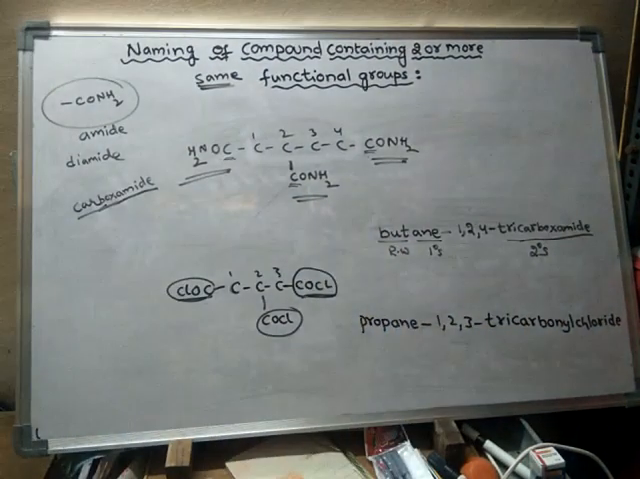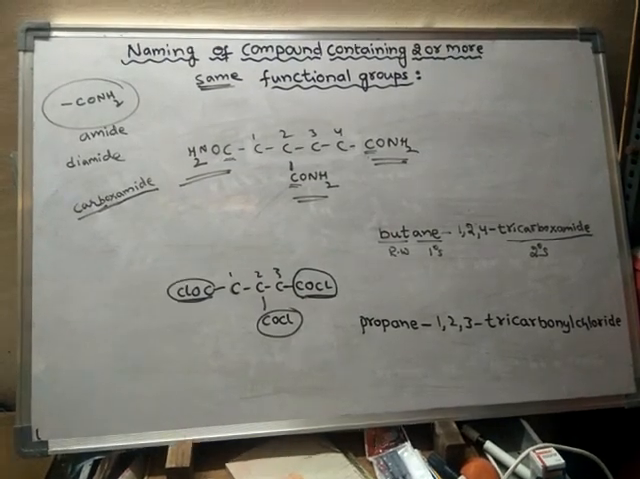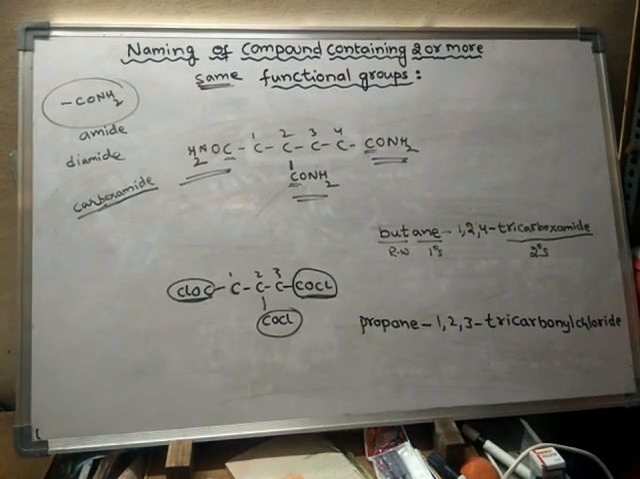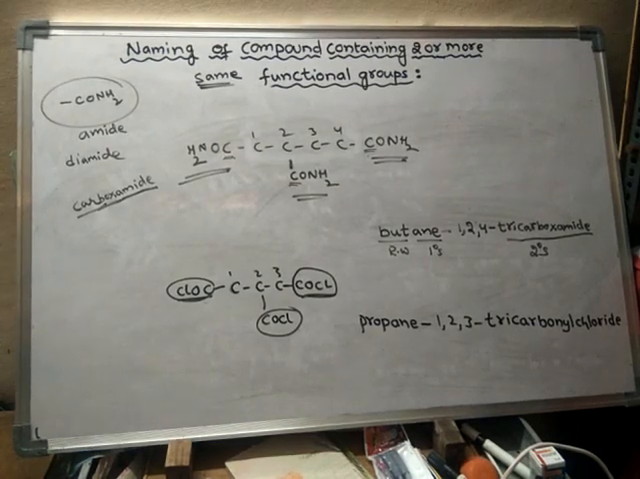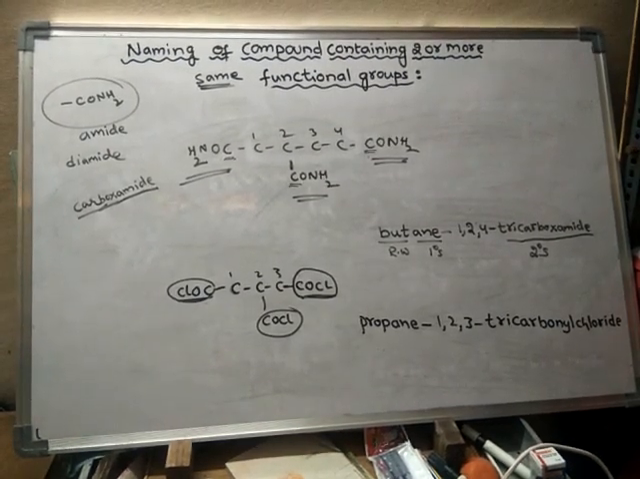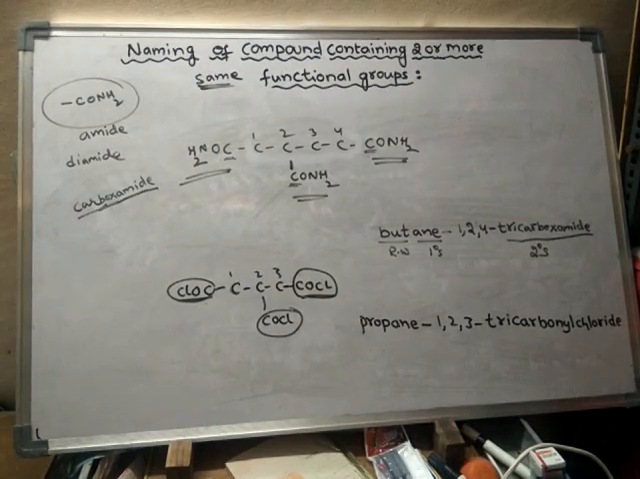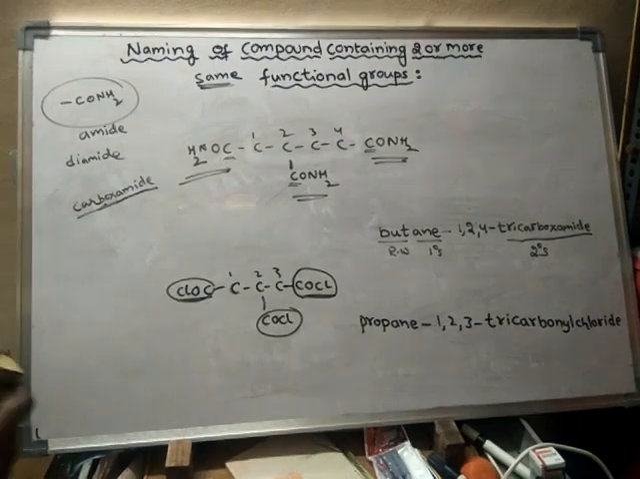So this is the name, tricarbonyl chloride. Okay, so this is the name of the compound, right? So in this way we have to give the naming. So when naming the compounds, when the same chain terminating functional groups are repeated two or more times. So one more example we will learn.